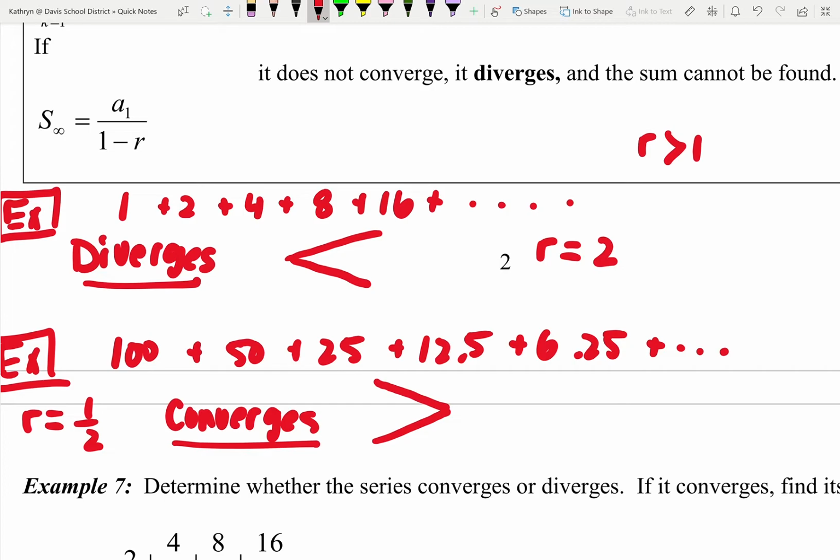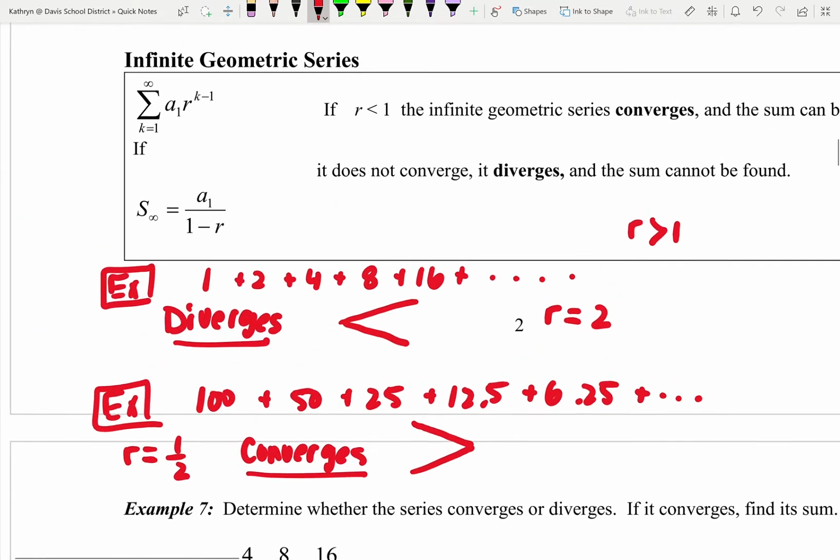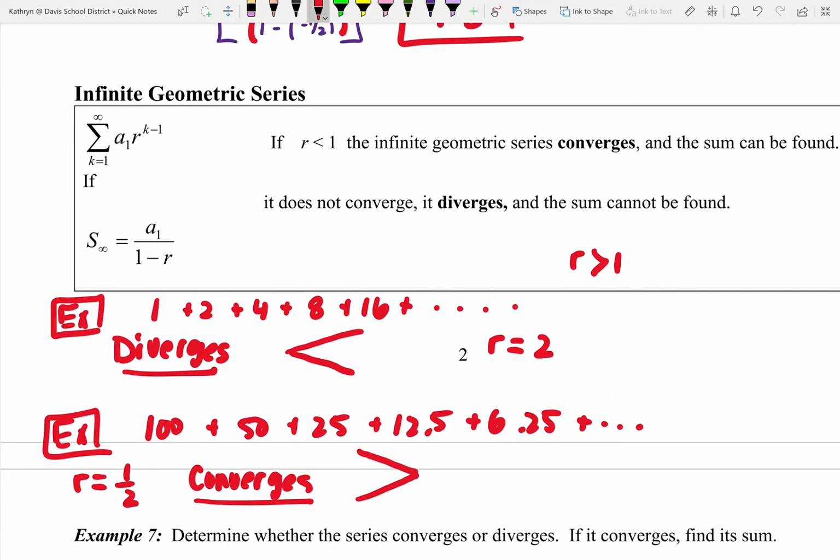Okay, so before you find the sum, you have to decide if it converges or diverges. This one converges, so it works. So look up above. If you have an infinite series and it converges, which means the ratio is less than 1, then here's your formula, right there. It's really pretty simple.